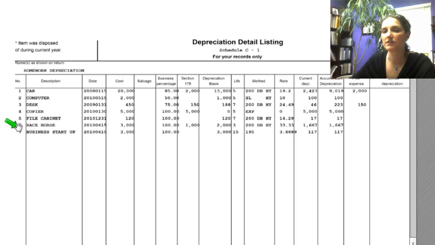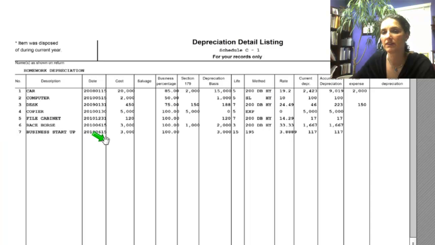The racehorse has a cost of $3,000. It is 3-year property, but we are claiming Section 179 deduction of $1,000. That leaves us a depreciable basis of $2,000. We divide that by 3 and we get $667 of current depreciation on the racehorse, plus the $1,000 Section 179 deduction gives us total current depreciation that we will be claiming on Form 4562, but it's going to be split up between 2 lines.